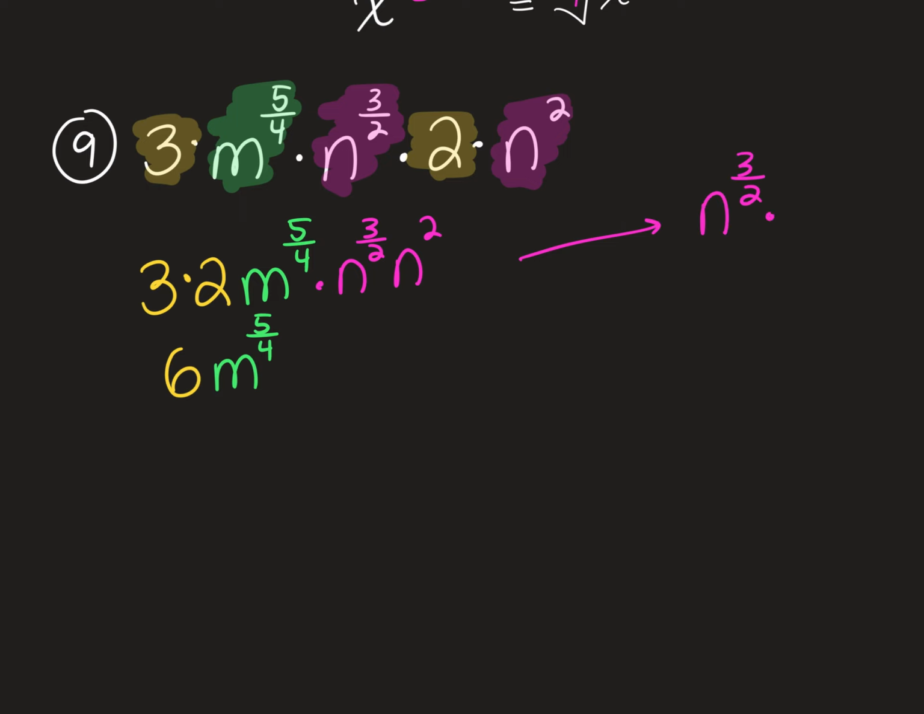N to the 3/2 times n squared. When we're multiplying with like bases, what do we do with the exponents? So make it simpler. If this said n cubed times n squared, what would you do with those exponents? You would add them, right? Yes, so we're going to add these exponents together. Now, I'm just going to think about what happens when I add these exponents together.